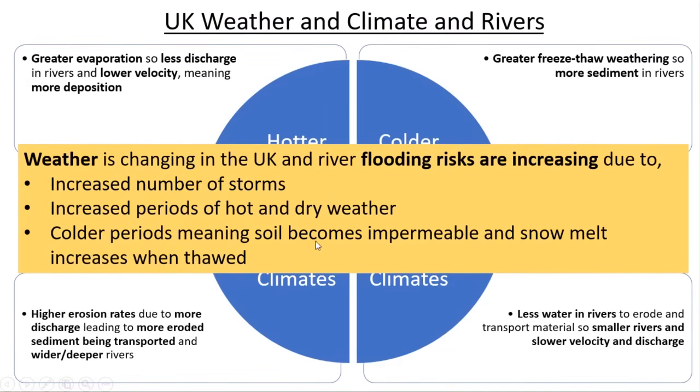So colder periods also mean soil becomes impermeable because it's frozen, and snowmelt just goes straight into the river when it thaws. So we've got these extremes are not good for rivers or for us, because all of them are more likely to lead to flooding along the way. Even the dry, hot weather, because of more deposition, meaning the river can hold less material.